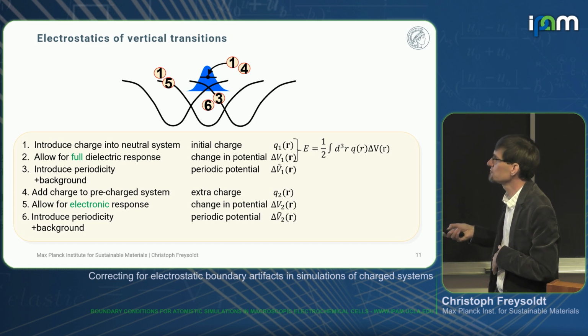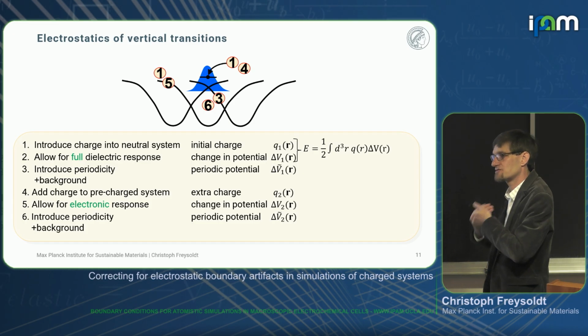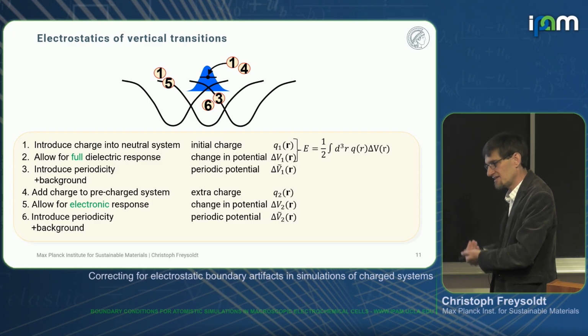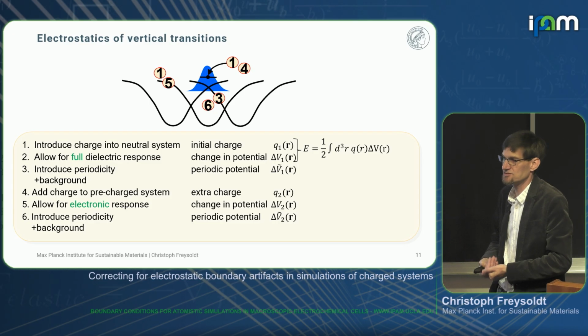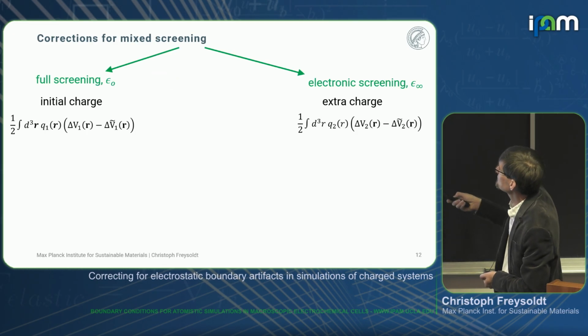And again, we can then introduce periodicity in the background. And now we have all the ingredients to construct a correction for the combined system, where part of this is screened by the ionic screening and part of the charge is only screened electronically. The full screening has this form. The electronic screening part for the second extra charge has this form.